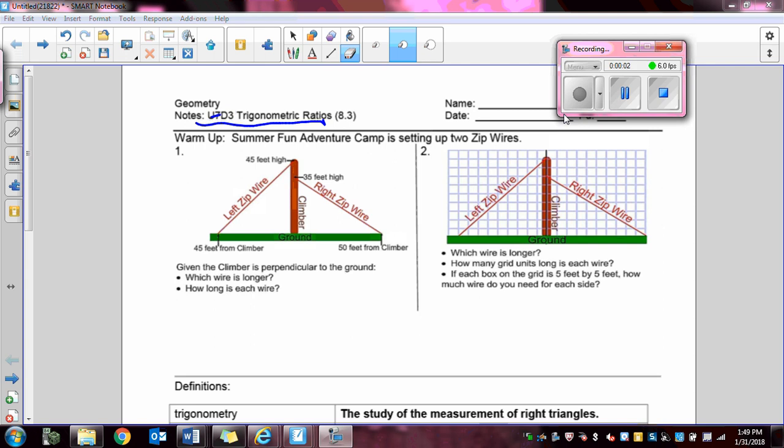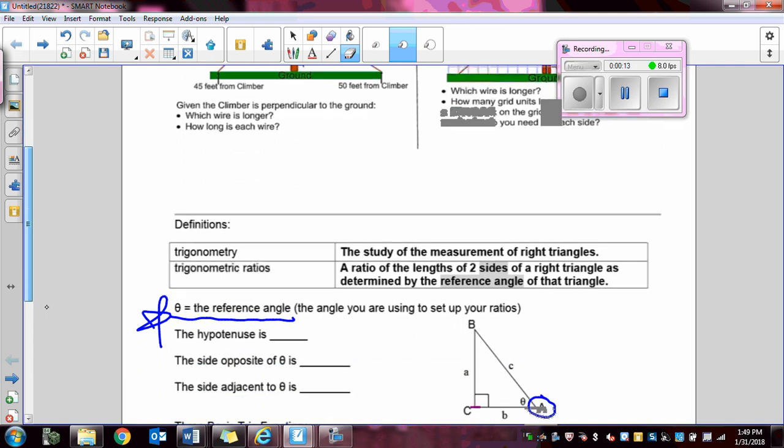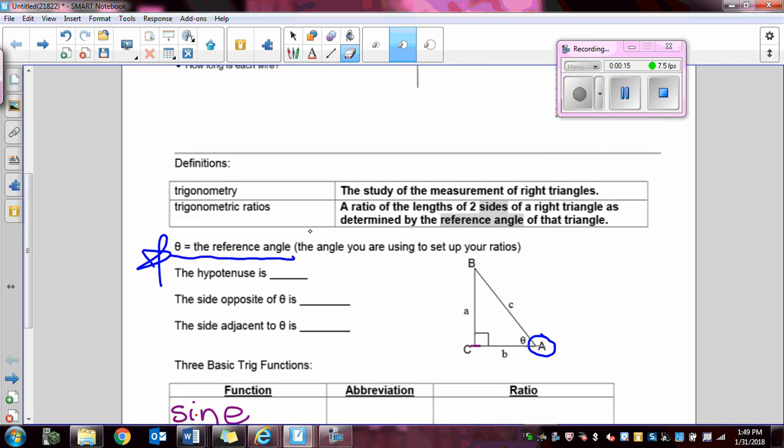Good morning, majors. So today we're going to look at Unit 7, Day 3, and we're going to look at trigonometric ratios. These two are your warm-up questions. Try them out. So this is the definition of trigonometry and trigonometric ratios. I encourage you to pause the video and read them to yourselves.